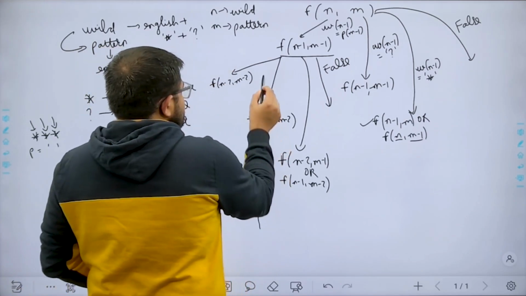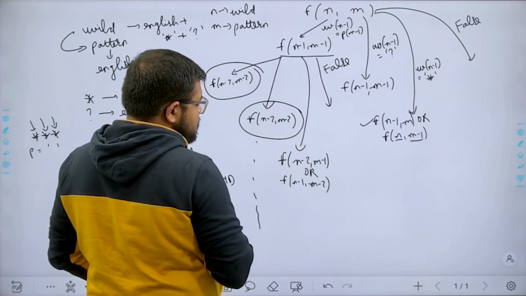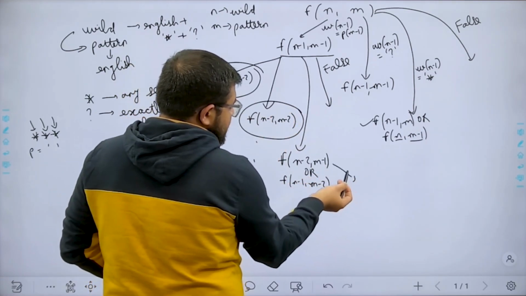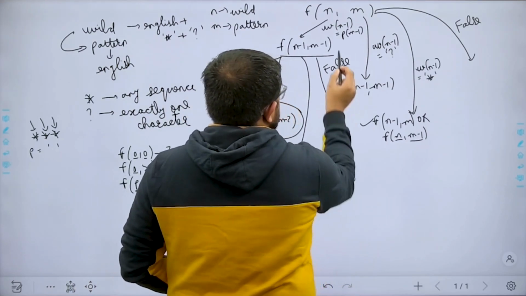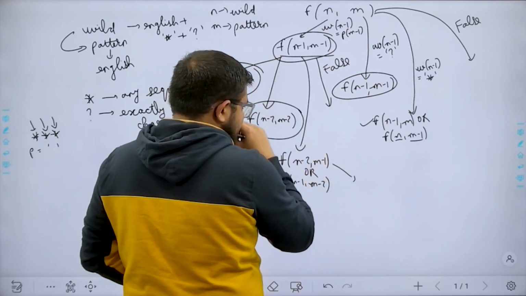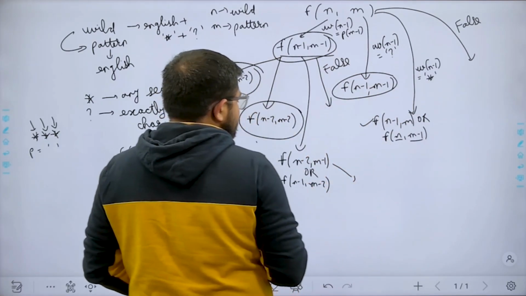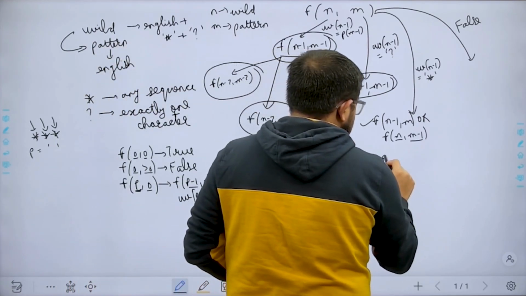Yes. How? See, this is f of n minus 2, m minus 2. This is f of n minus 2, m minus 2. From here also further there will be f of n minus 2, m minus 2. Then here there is f of n minus 1, m minus 1. Here there is n minus 1, m minus 1. Right, and so on, and further also you will get a lot of repetitions. So now we can solve this using dynamic programming.